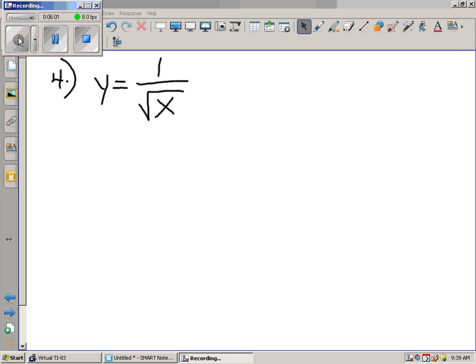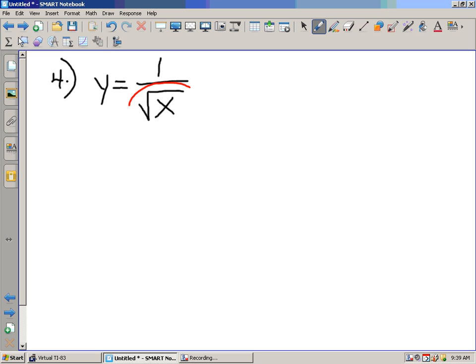All right, so we got a fraction now, and we have a radical in the denominator. And here's the structure for solving really hard problems. What we do is we're going to take notes on it. First of all, we know that the denominator can't be equal to 0.